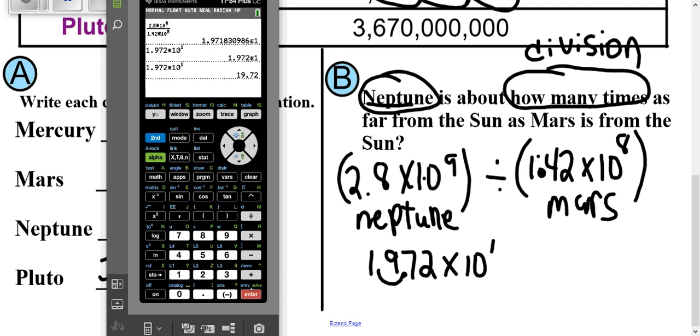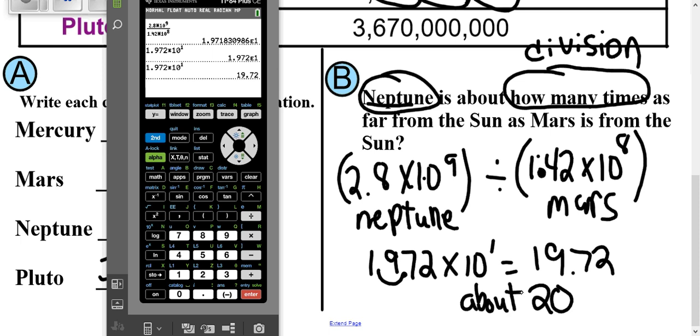And it says about how many times as far. So if you're talking about that this is 19.72, guess what? It's 20. So basically when you answer these questions, you just put about 20 times. And that is your answer.